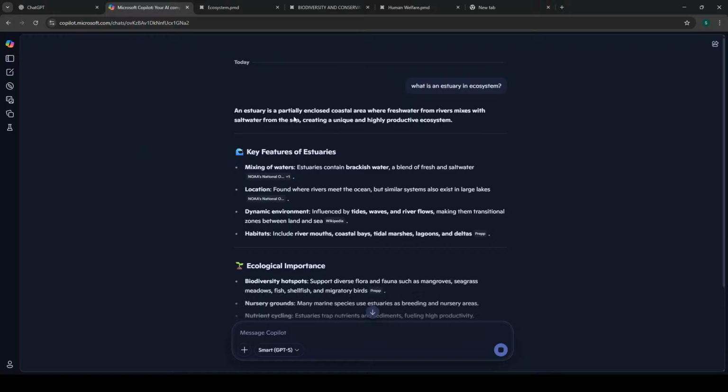An estuary is a partially enclosed coastal area where fresh water from rivers mixes with the salt water from the sea, creating a unique and highly productive ecosystem. The only thing we need to learn about an estuary is that it is the place where fresh water from rivers mixes with salt water from the sea. It is near a coastal area. It contains brackish water, a blend of fresh water and salt water. I guess not much is needed for that. Let's continue.